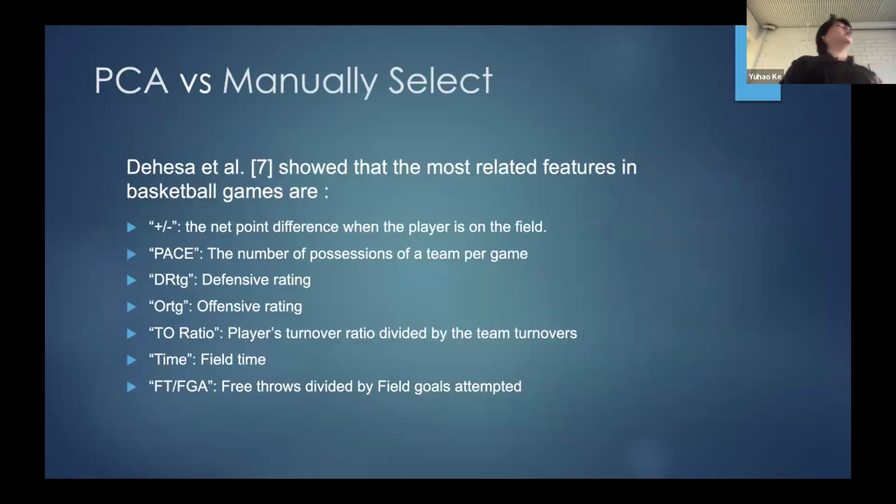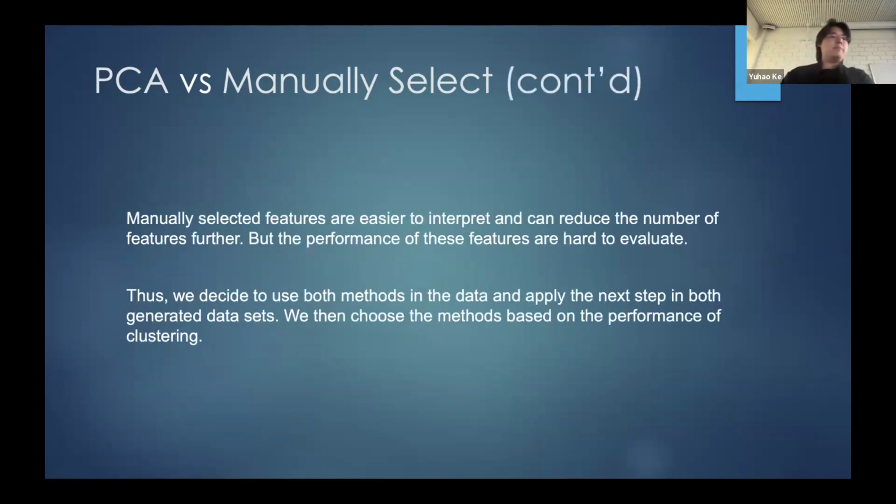And other than PCA, there's also another method called manually selected. DataATL showed that the most rated features in basketball games are these 7 features. And the question is whether these 7 features are better or the PCA features we just developed are better. So that's the question. And here is the comparison of them.